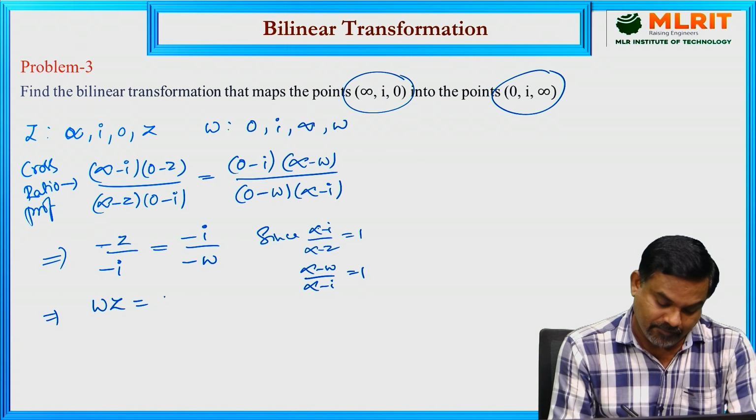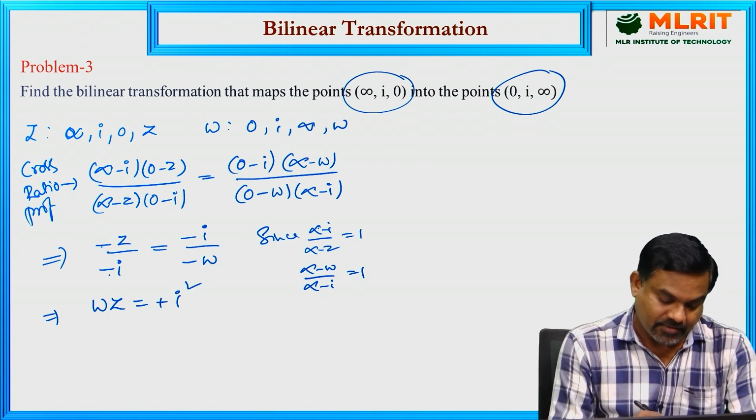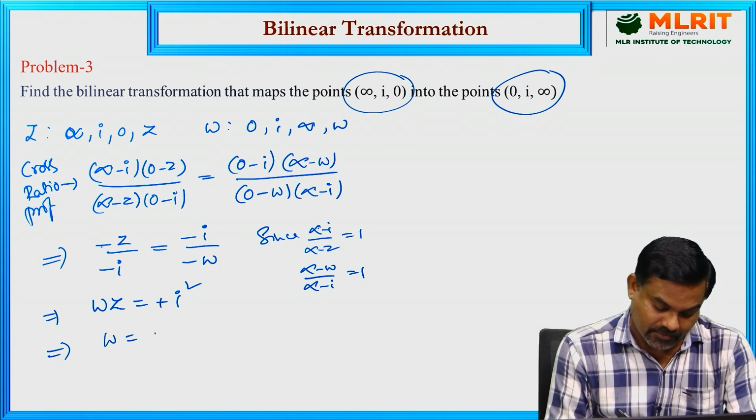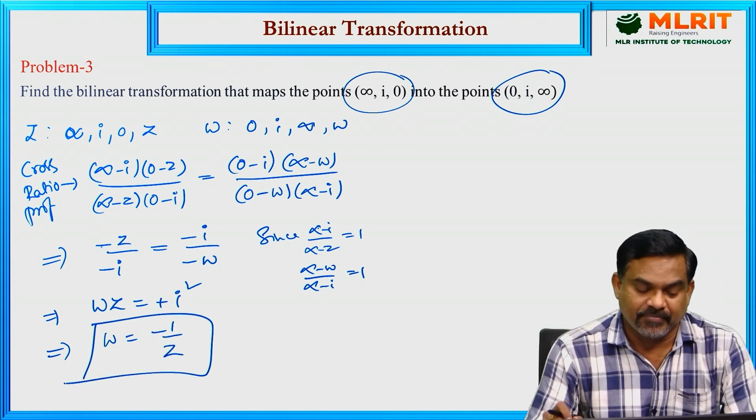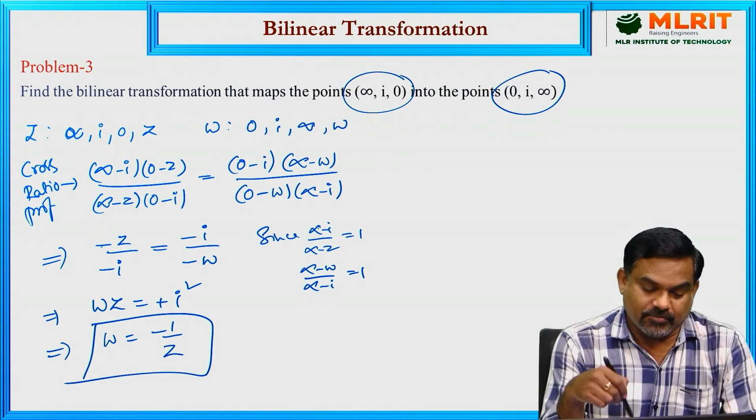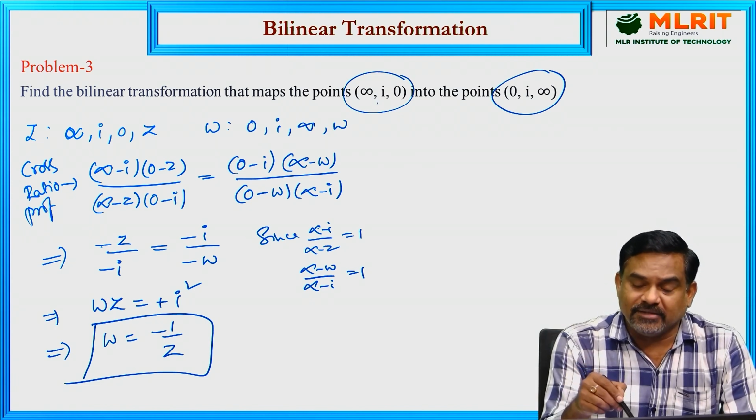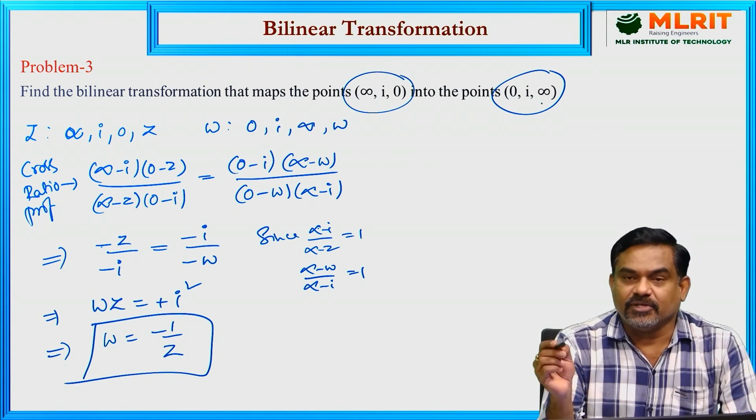So here Wz equal to minus I square, and W equal to minus 1 by Z. This is the bilinear transformation that maps the points infinity, I, 0 to 0, I, infinity in the W plane.